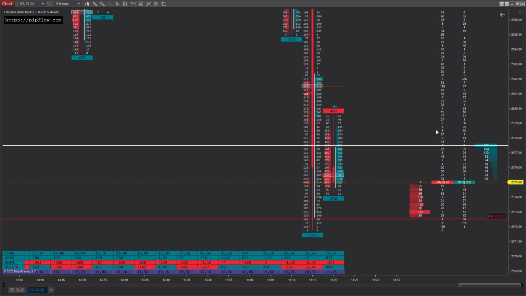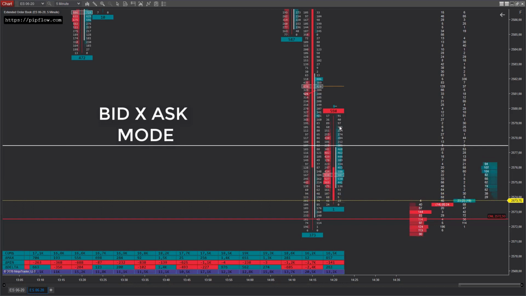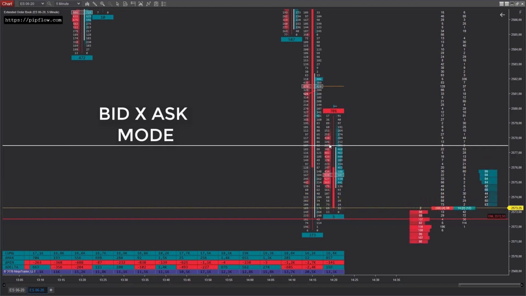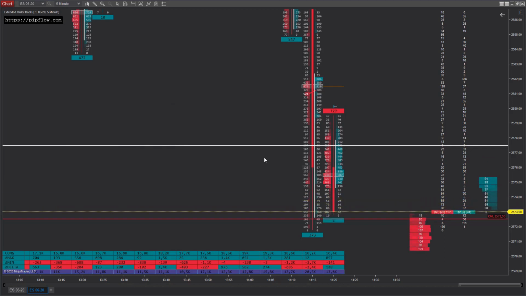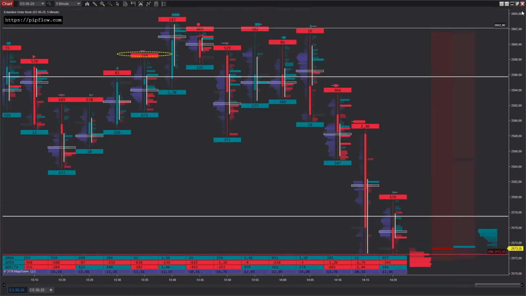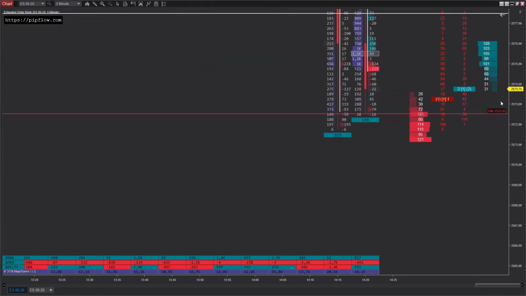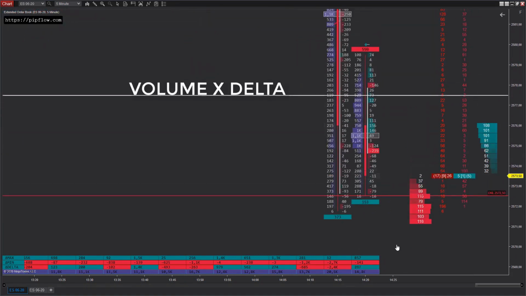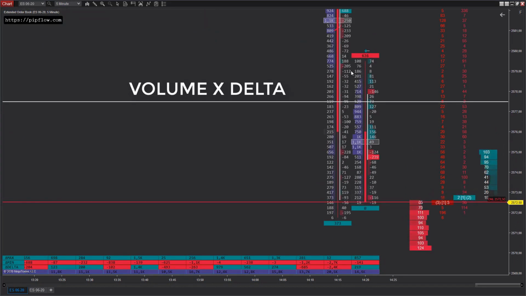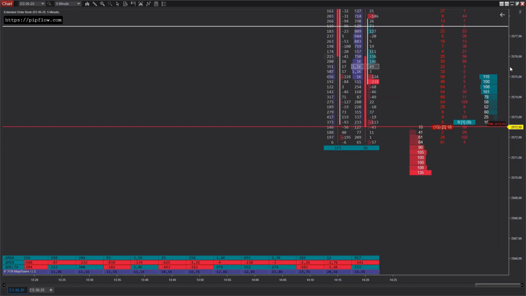We have several modes to set the FootPrint. The traditional way, bid per ask. Here we have bid on one side of the candle and ask on the other side. We can also see a variation that would be total volume and delta. There is also a side delta mode in the ATAS style. As we can see, total volume by price position to the left side and delta by price level to the right side.